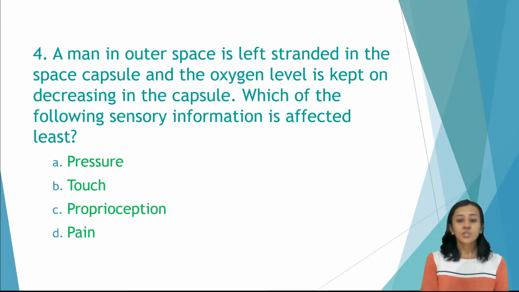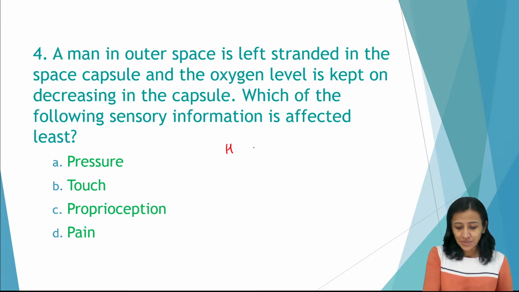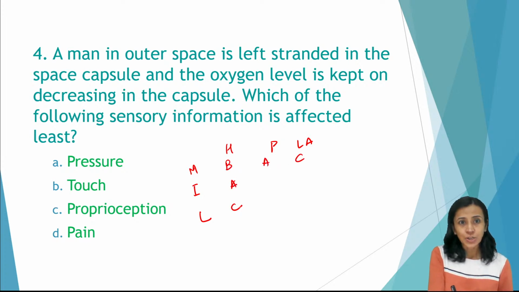Oxygen means hypoxia. We are supposed to think about hypoxia. Again, we have to start with hypoxia. Then next is pressure and local anesthetic. Then hypoxia: most susceptible, intermediate, and least. Here B, A, C, B, A, and C. So which is the option? C.